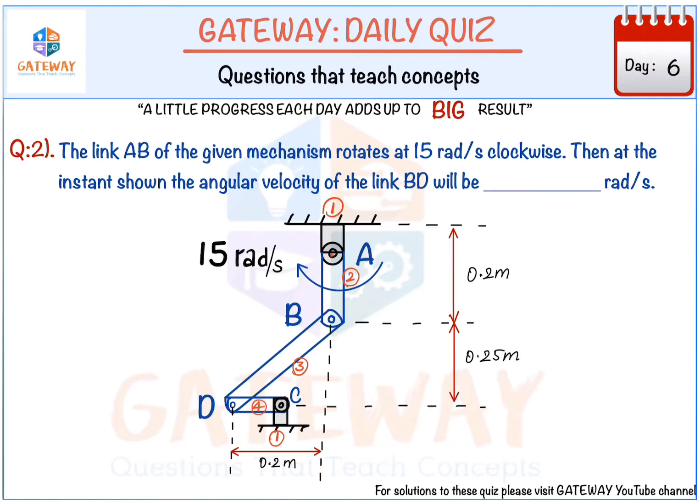Now we'll locate all the instantaneous centers. The sliding point is I12, here it is I23, here it is I34, and here it is I14. We need to consider two links here, link 2 and link 3, so we need to calculate I23. For calculating it, we will take the circle method.